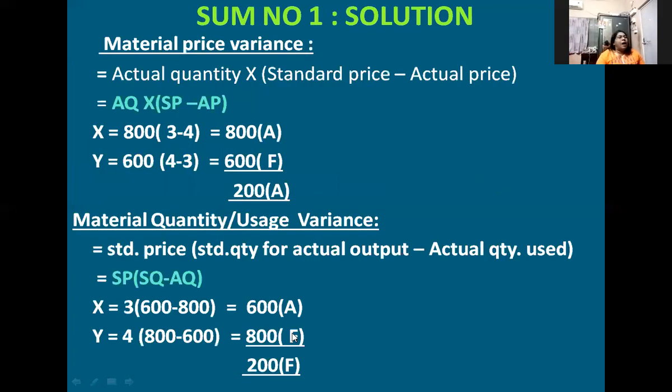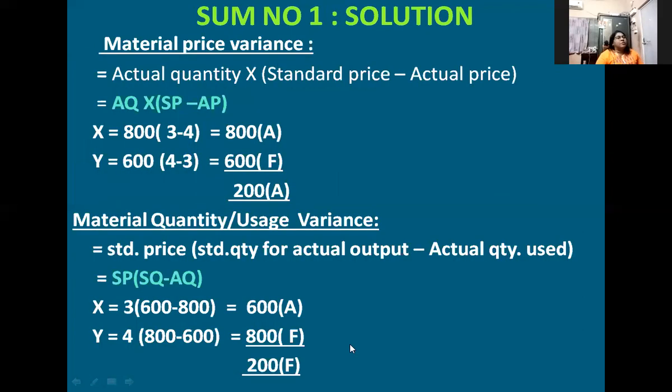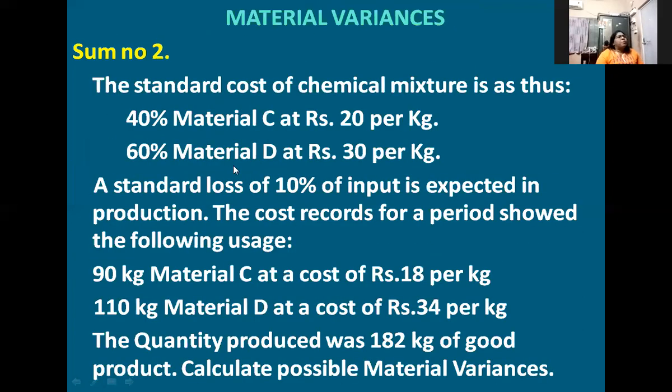So this is another problem model, how to work out the material variances when you have the quantity, price and everything given in the problem itself. By calculating the values, we'll come to know what the variances are. In the next problem in this video, I'm going to explain how to work out when the standard loss is given. Look at that.